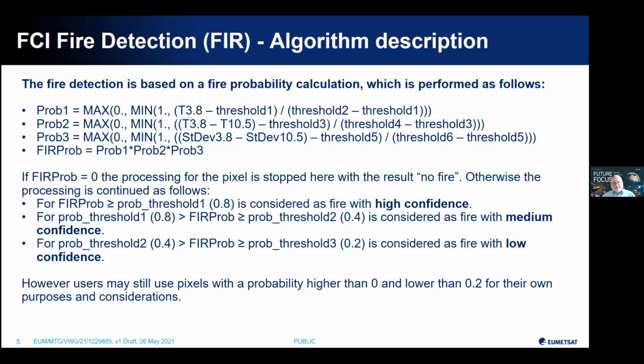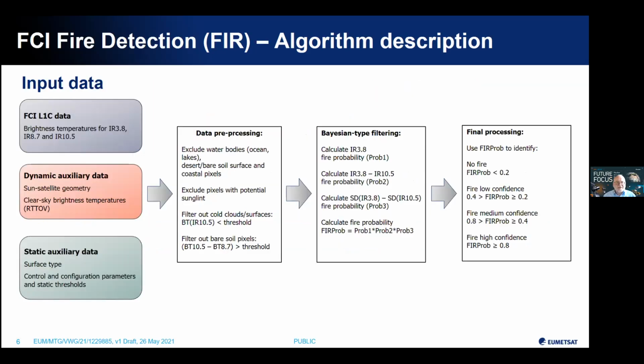If the fire probability is 0, the processing of the pixel is stopped, and the result will be, of course, no fire. Otherwise, we separate 3 different categories: high confidence, mid confidence, and low confidence. The low confidence has to be at a minimum 0.2 or 20%. However, the user is still free to use also pixels with probabilities lower than that for their own considerations.